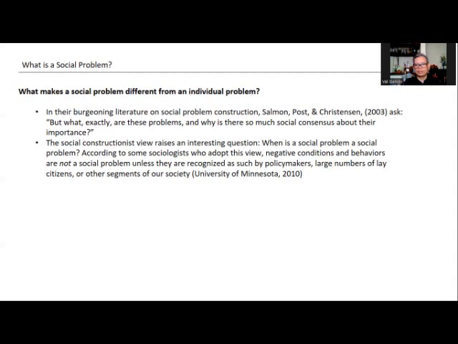According to some sociologists who adopt this view, negative conditions and behaviors are not a social problem unless they are recognized as such by policymakers, large numbers of lay citizens, or other segments of our society. Therefore, a prerequisite to the existence of a social problem is social recognition to be such.